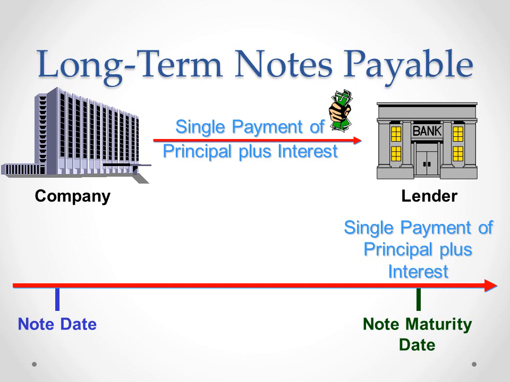So when it comes to 2019, the company will repay to the lender, to the bank, the 1 million plus the interest. We call this a single payment of the principal plus interest at the end of the maturity date of the notes payable.